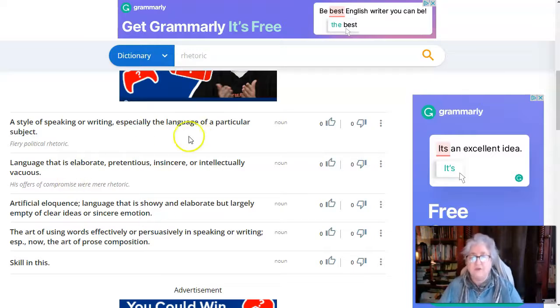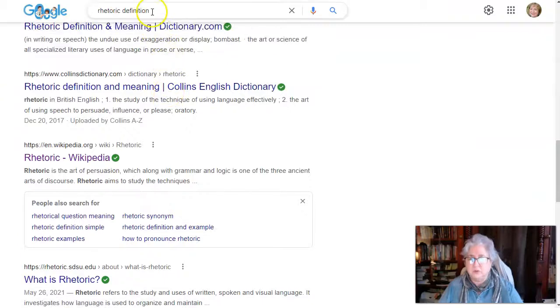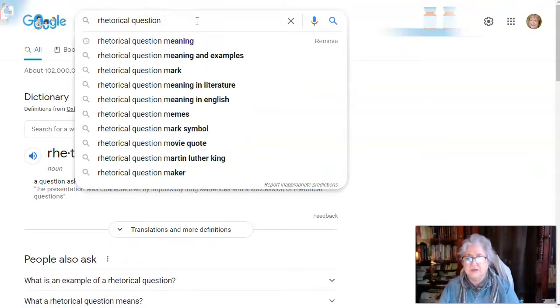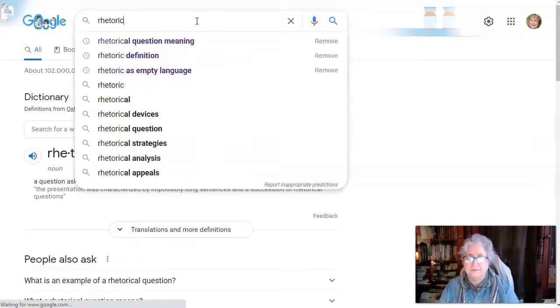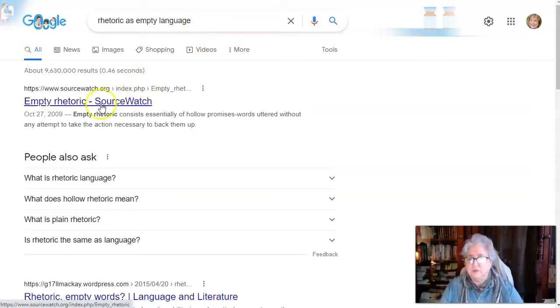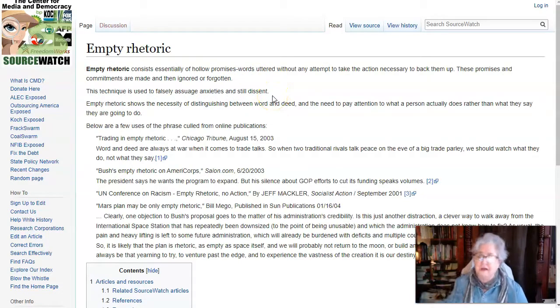So what if we now go back up here to Google, and we search rhetoric as empty language. I've been playing with this, you can tell. Rhetoric as empty language. Okay. Source Watch. And so this defines rhetoric in a different way. Hollowed out words of empty promises, which is nothing like the traditional Greek definition of rhetoric, which is how messages are put together to create a specific response in an audience.